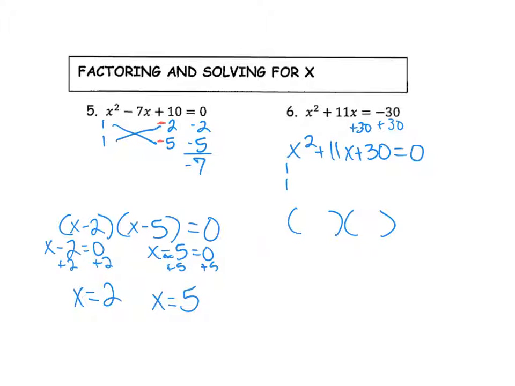Is it going to be, oh my goodness, so many things. 15 times 2, does that make 11? 30 and 1, does that make 11? 6 and 5, does that make 11? Yes. 6 and 5, you're right. Oh, I shouldn't have put that line there. But I want positive 11, so x plus 6, x plus 5 equals 0.